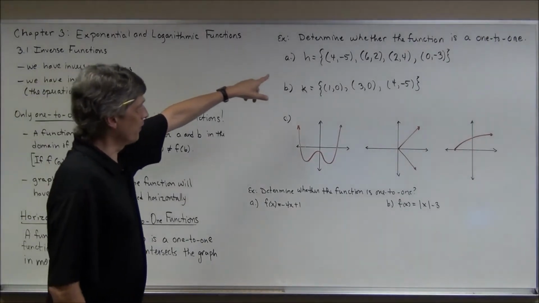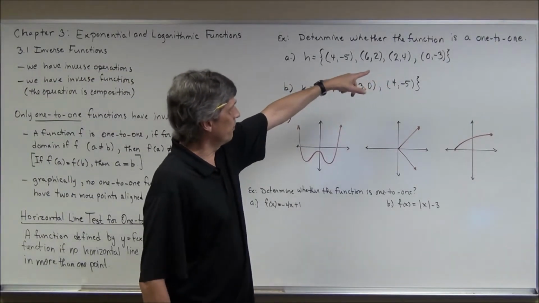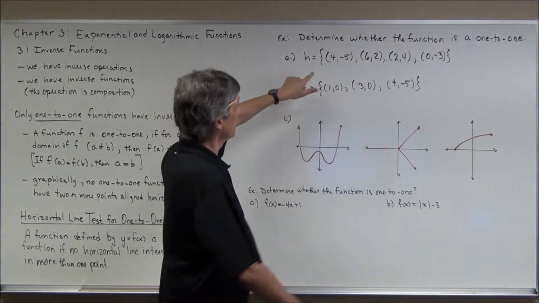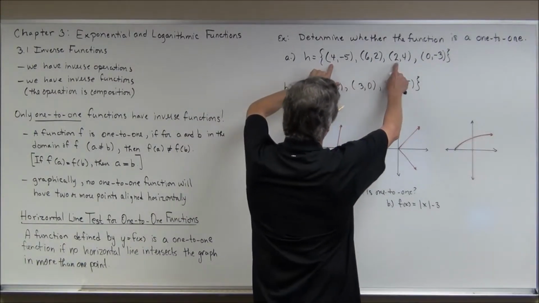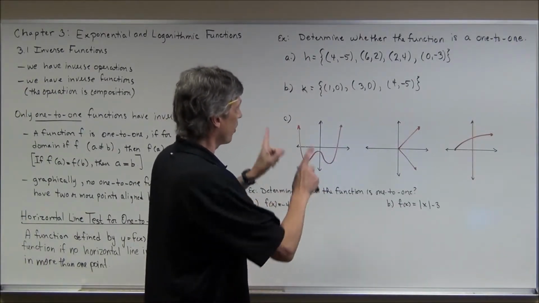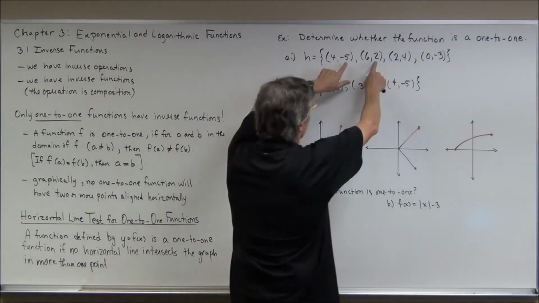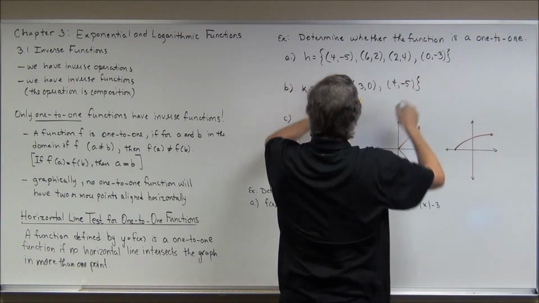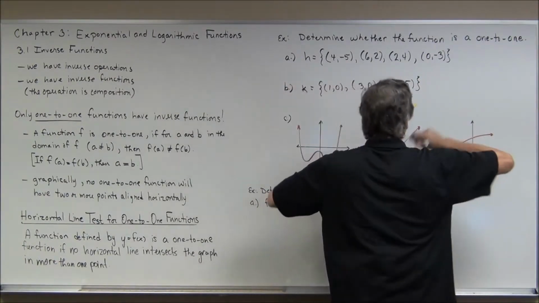Determine whether the function, defined by a set of ordered pairs, is one-to-one. You can see that it is a function, as all the x values are different. But is it a one-to-one function? Well, all the y values have to be different. And they are. So yes, this one is a one-to-one function.